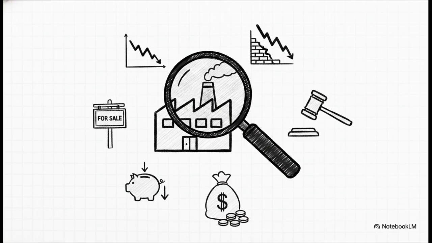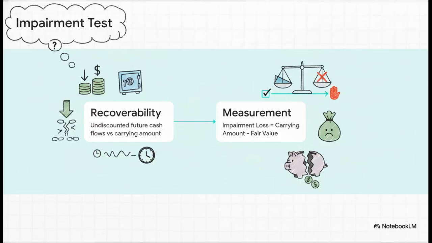And remember, we only test for impairment when one of these specific events is triggered. We are not testing this annually. So let's say a trigger does hit. You immediately enter a very rigid 2-step test. Step 1 is recoverability. Basically, can we get our money back? You compare the undiscounted future cash flows to the asset's current carrying amount. If those cash flows are lower, boom, the asset is impaired. Then you move right to step 2, measurement, where you calculate the exact financial hit by subtracting its true fair value from its carrying amount.